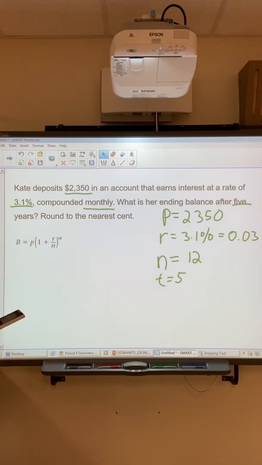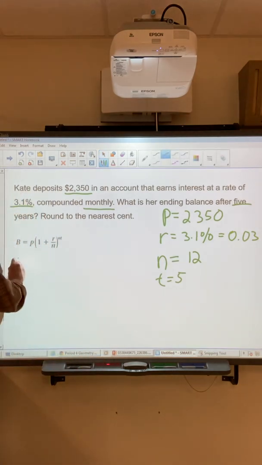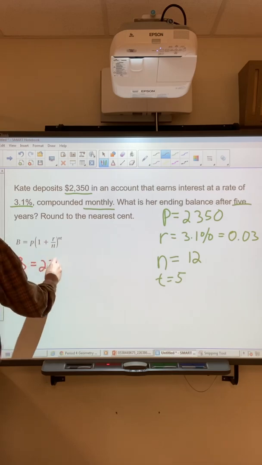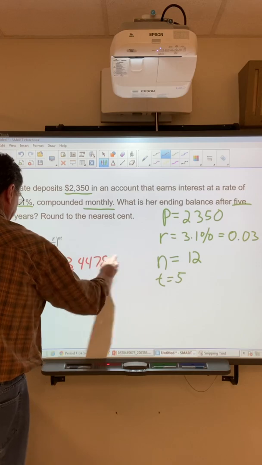2350 parentheses 1 plus 0.031 divided by 12 exponent 12 times 5, enter. 2,743. That's a much better number. 2,743.4478 with a bunch of other decimals.